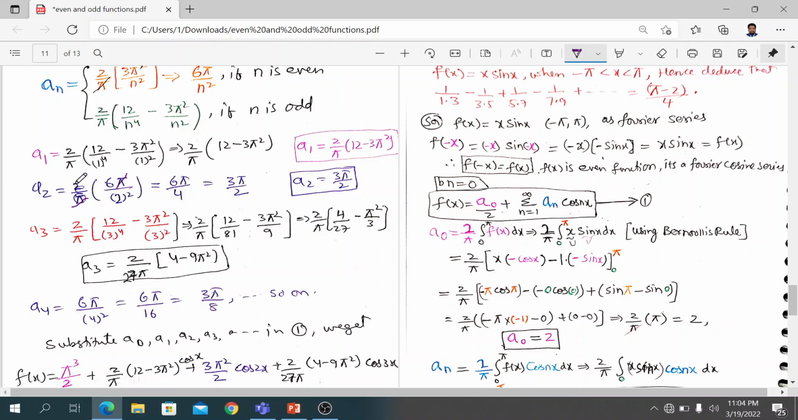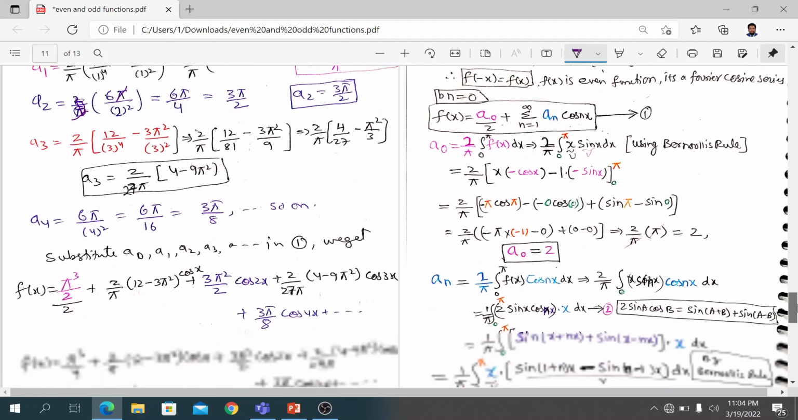Now it will not be here. See, the a2 value is 6 pi by 2 square, 2 square is 4, 2 ones are 2, 2 threes are 6. So the a2 value is 3 pi by 2. a4 means 6 pi by 4 square. 6 pi, 4 square is 16. 6 by 16 is 3 by 8, and so on.